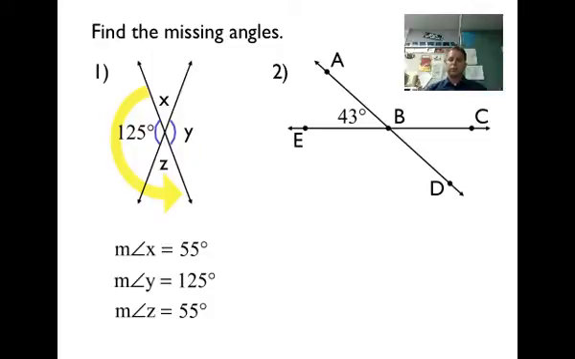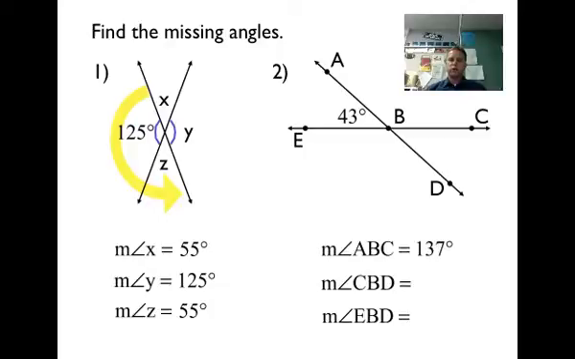Number 2, angle ABC is adjacent or supplemental, so 180 minus 43 is 137. CBD is the opposite or the vertical, so it's 43. And then again, that's adjacent, so 180 minus 43 is 137.